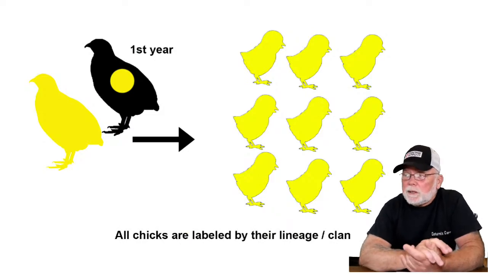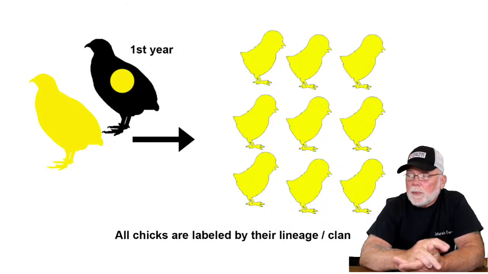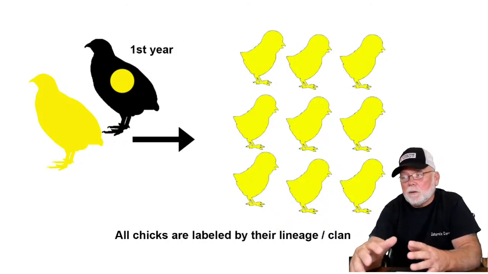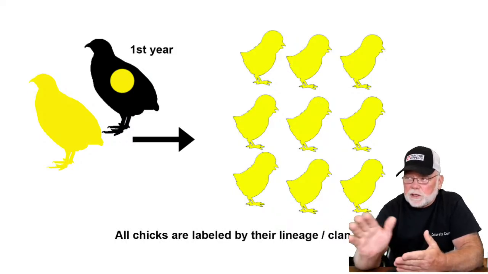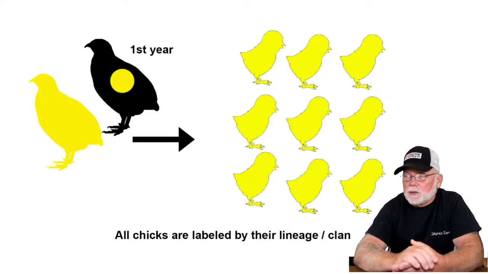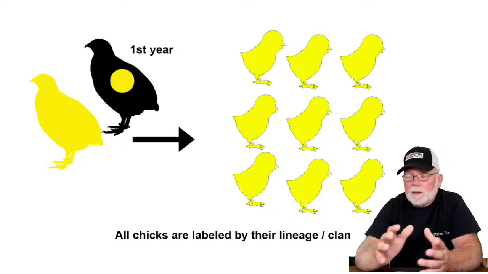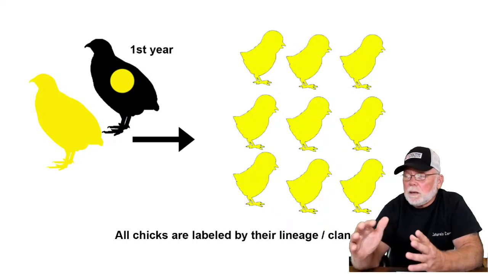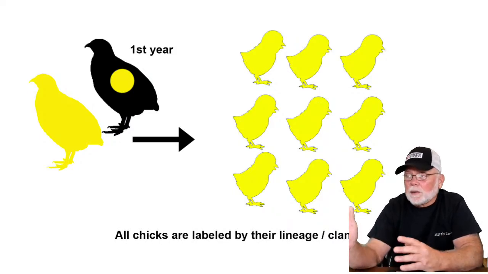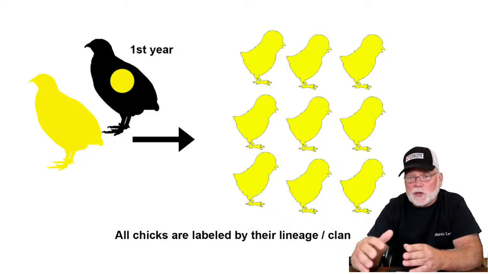So when you breed that first year or that first generation, all the chicks that hatch out, in this case, we're looking at the yellow clan. The hen is the fully yellow bird. The rooster is the black bird with the yellow dot. He is from that yellow clan. All the offspring are labeled by the clan that they originated from.